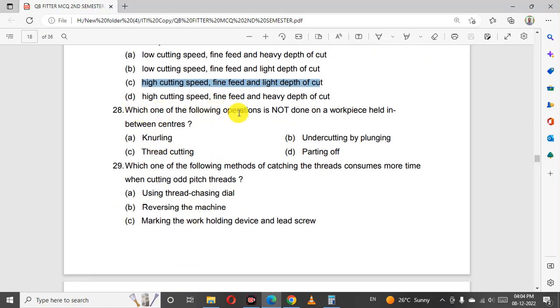Which one of the following operations is not done on a workpiece held between centers? Parting off.